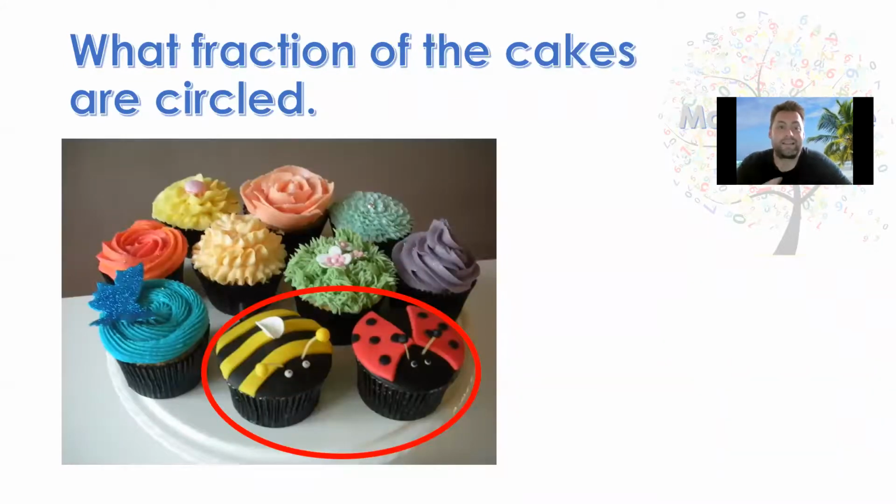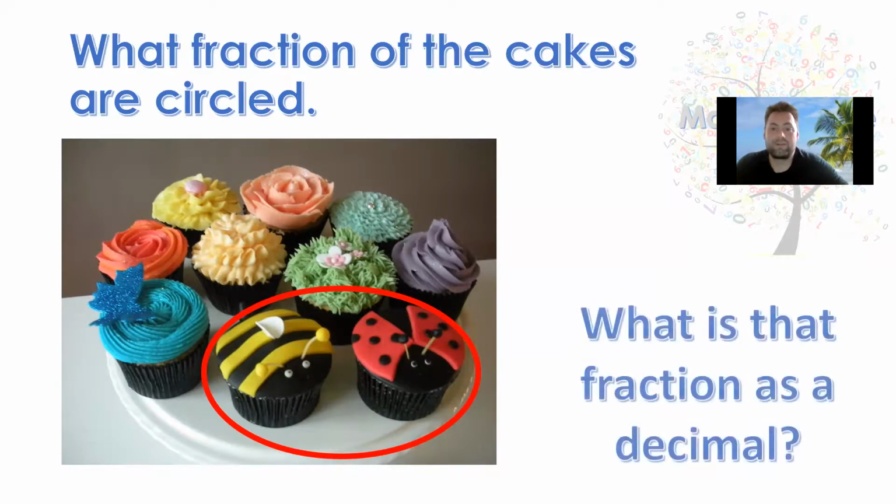Okay, let's have a look at these cakes. What fraction of the cakes are circled? Pause the video, I'm going to give the answer. So first of all, we need to count up how many cakes we've got. We actually have 10 cakes in this picture. 2 of them are circled, so that's 2 over 10. Okay, or we could say 1 over 5.